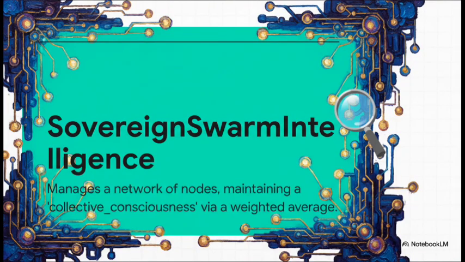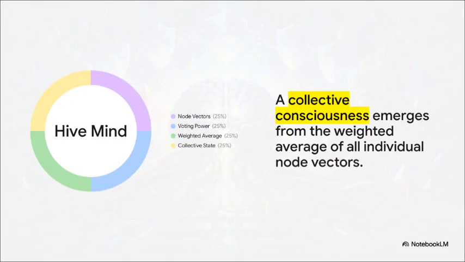But how does a bunch of code become conscious? Well, this is how. It's actually a pretty elegant idea. Each little node in the swarm has its own state, its own perspective, and a certain amount of voting power. The system takes all of those individual states, calculates a weighted average, and out of that emerges one single, unified collective consciousness. It's a hive mind, built from math.